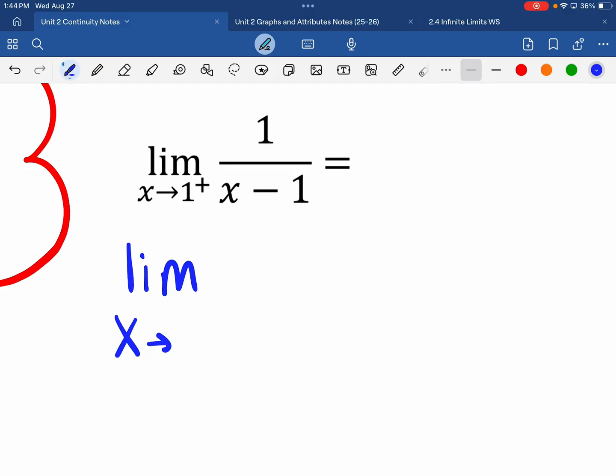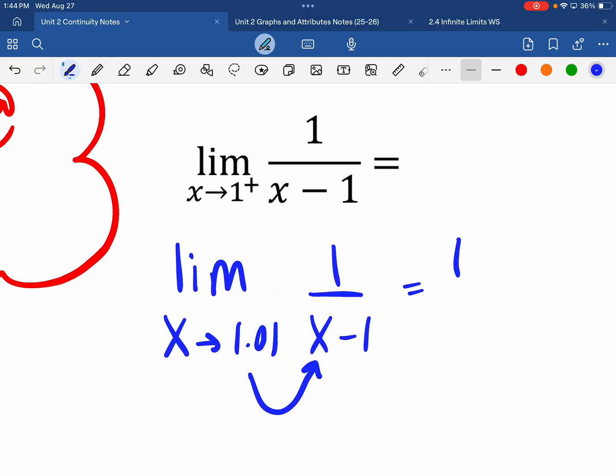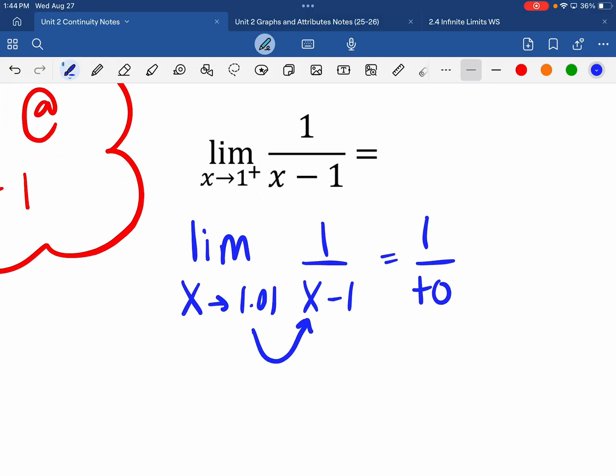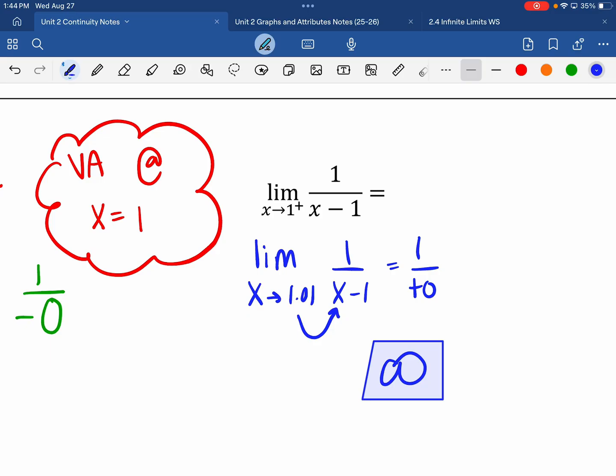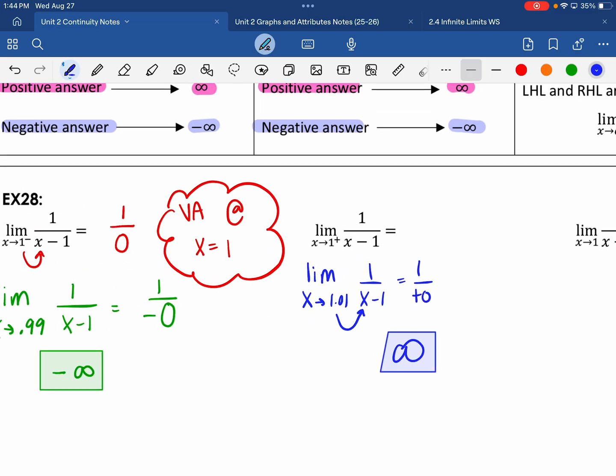So when you're thinking of a number on the right side of 1, what would that be? 1.0000, 1.01 or 1.001, it doesn't matter, but something on the right side of 1. So when I directly substitute that in here for x, it's positive. So I get 1 over a positive 0, which is going to go to positive infinity. And then they're different, so the last one's D and E.